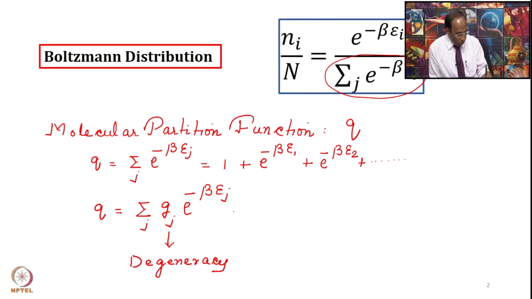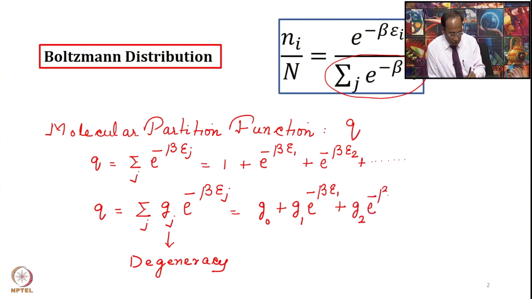So obviously, when you expand this, G0 exponential 0 is going to be 1, then the second one is G1 exponential minus beta E1, plus G2 exponential minus beta E2, and then we'll have other terms.